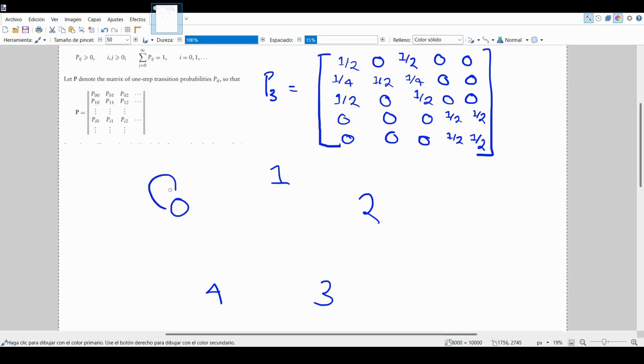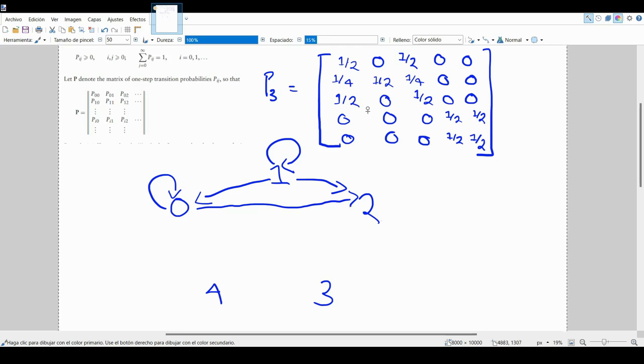It has a probability of 0.5 to return to itself, and it has a probability of 0.5 to go to node number 2. Now 1 has a probability of 1/4 to go to 0, probability of 1/2 to go back to itself, and a probability of 1/4 to go to 2.